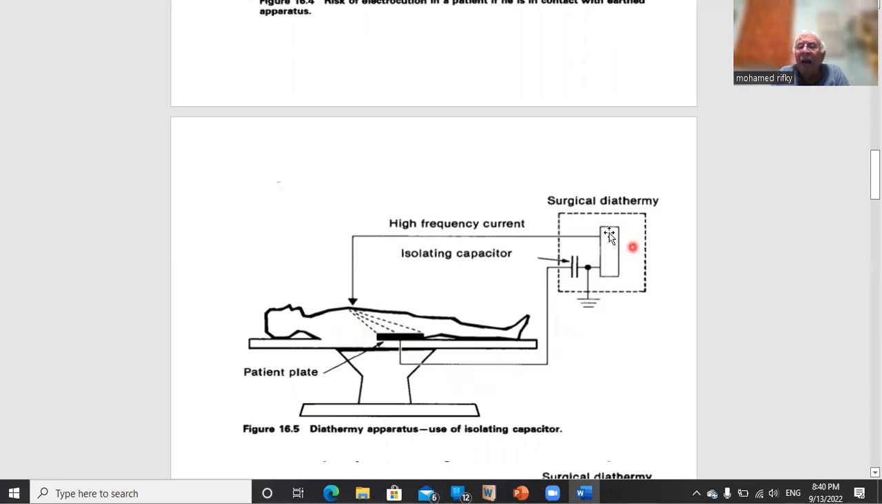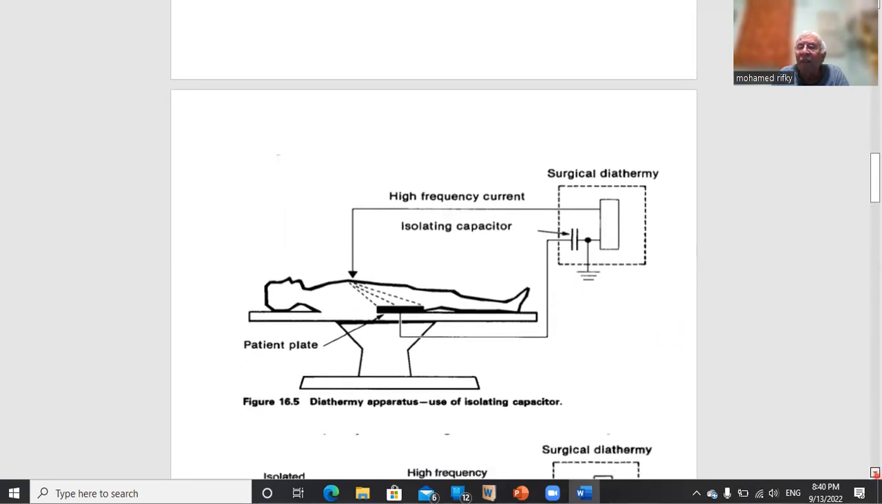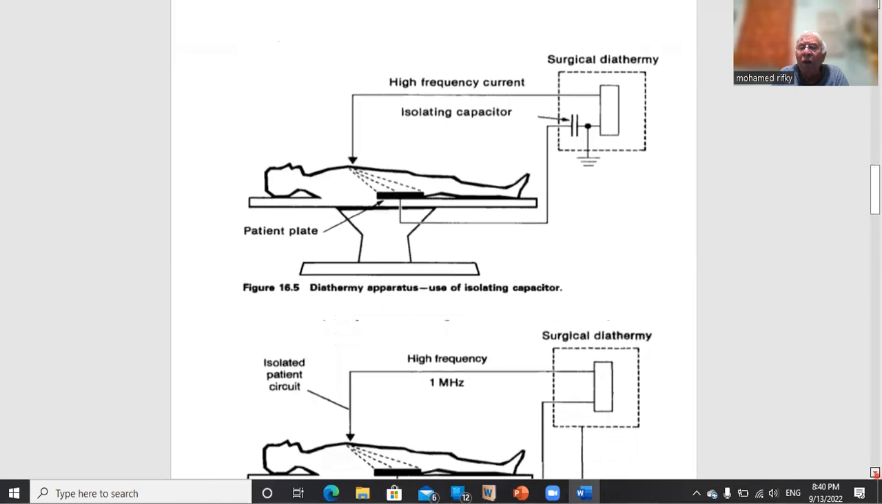But here the component which has a capacitor is outside, or it is the second part of the total system of the circuit. So this is how to avoid electrocution by using what we call a floating circuit or isolating circuit.